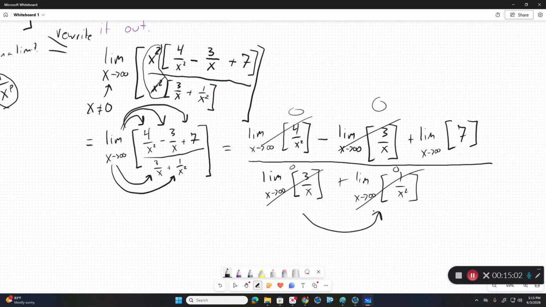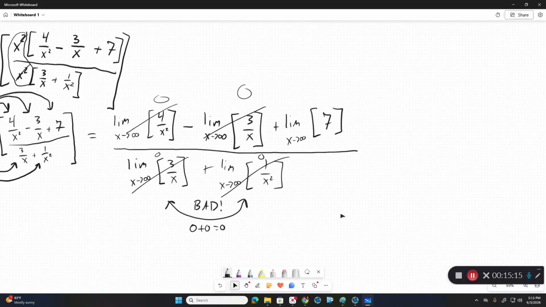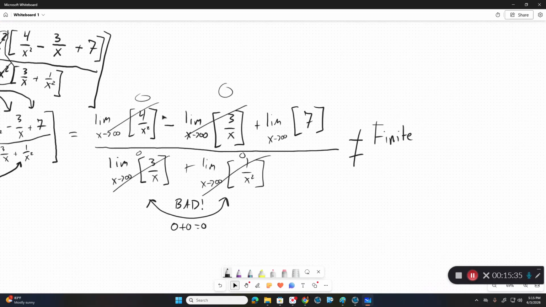Now, we have something bad. 0 plus 0 equals 0, which tells me that this limit right here, because I'm dividing by 0, is not finite. That's the important part. It's not finite. It is going to be an infinite limit, right? The horizontal asymptote, as you go across, is itself heading towards infinity. Now, what that actually tells me is that I can get a boundary on it.